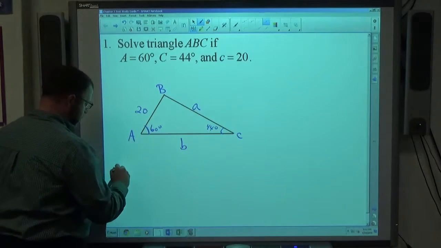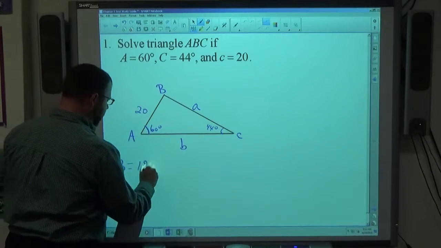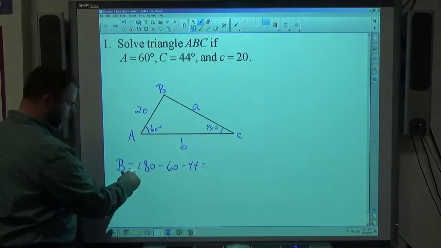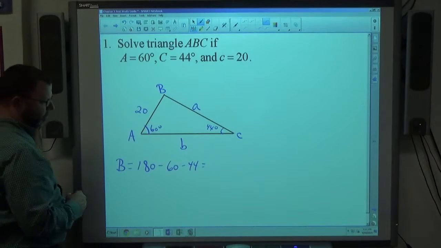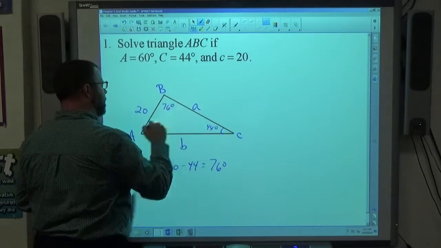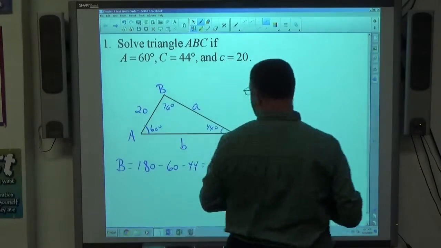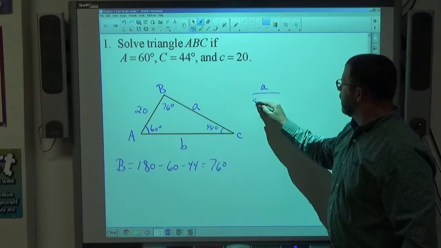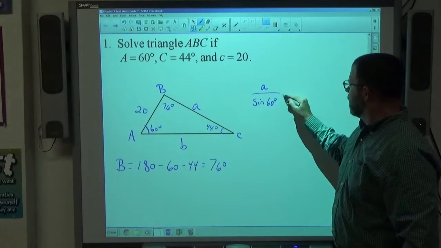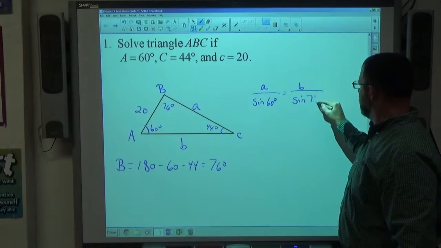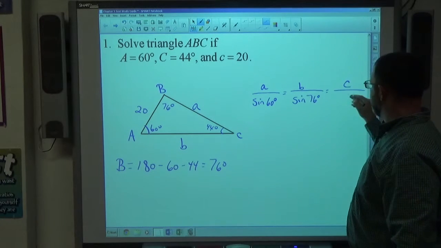So we know that angle B is going to be 180 minus the other two angles. So 180 minus 60 is 120, minus 44 is 76 degrees. And once we know how big angle B is, then it's just a law of sines situation. I know that A over the sine of 60 is equal to B over the sine of 76, which is equal to C over the sine of 44.